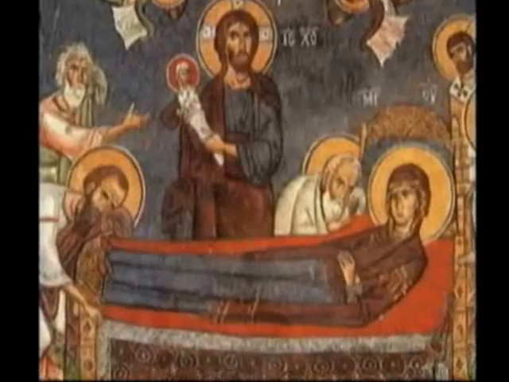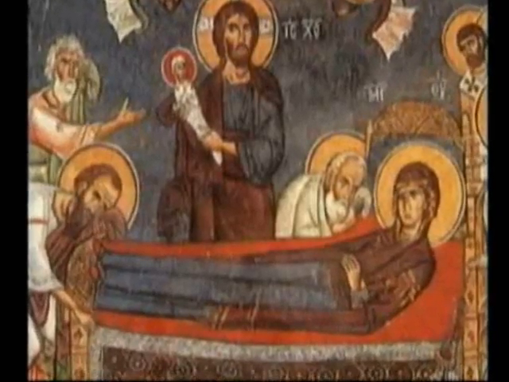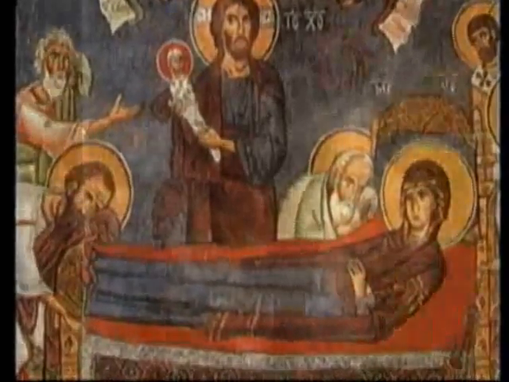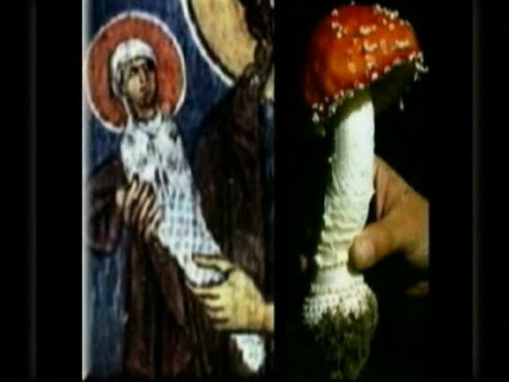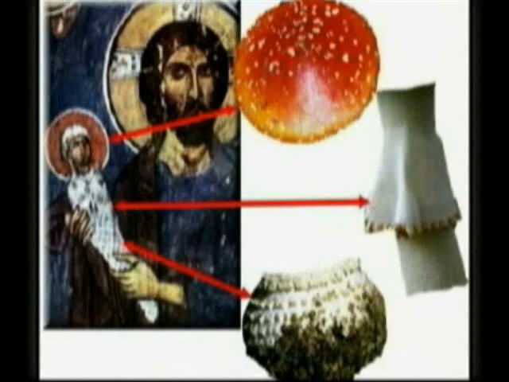This figure identifies the Virgin Mary in the Dormition icon as Amanita form. Notice the red cap, the skirt-like wrap over the shoulders, and the hash marks at the bottom.